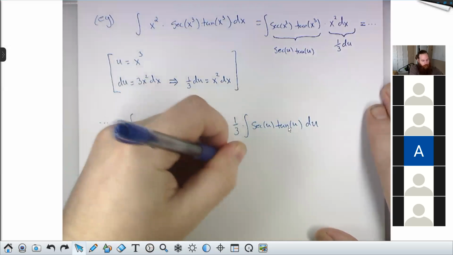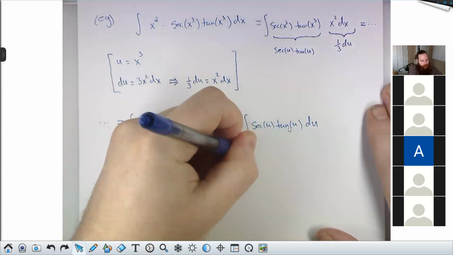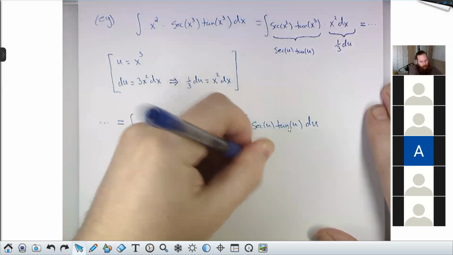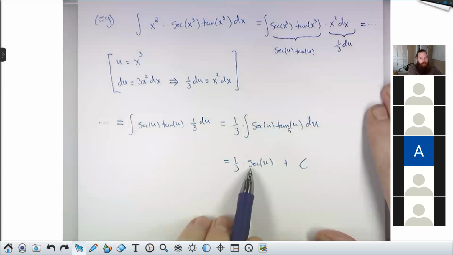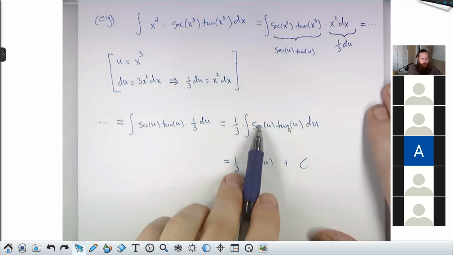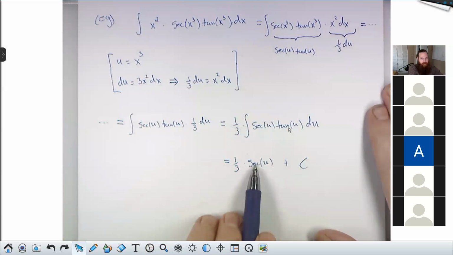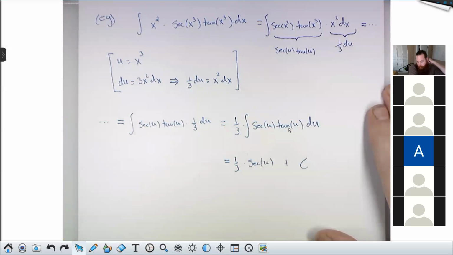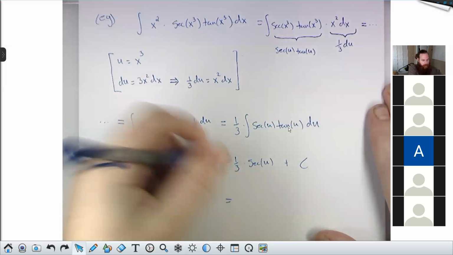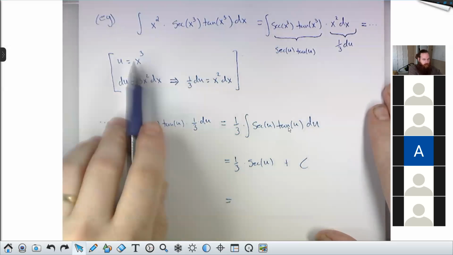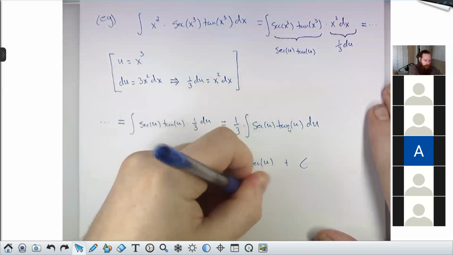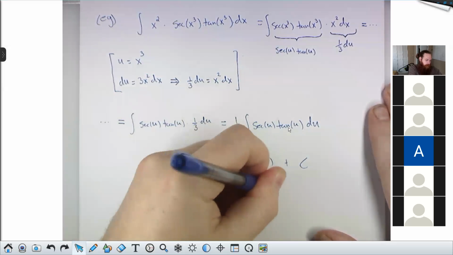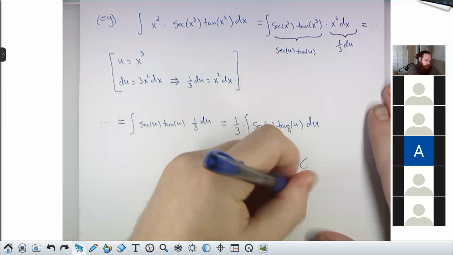So this is 1/3 secant u plus c, because secant is an antiderivative for secant tangent. The derivative of secant is secant tangent. And then finally, we have to plug back in what was u. u was x cubed. So this is 1/3 times the secant of x cubed plus c.